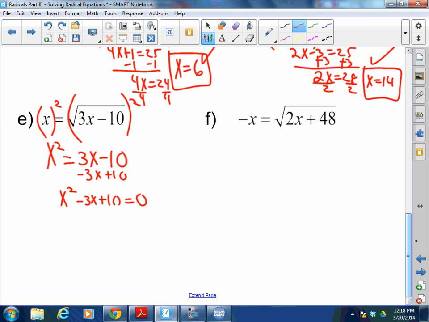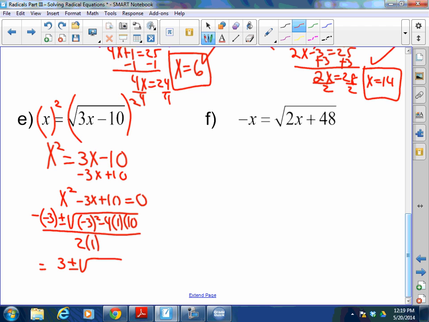If it's not factorable, though, what formula can we use to solve any quadratic? Quadratic formula. So negative b plus or minus square root of b squared minus 4 times a times c over 2a, which equals 3 plus or minus, wait a second, this is negative 31. What do we know when the radical inside is negative? No solution, and you're done.